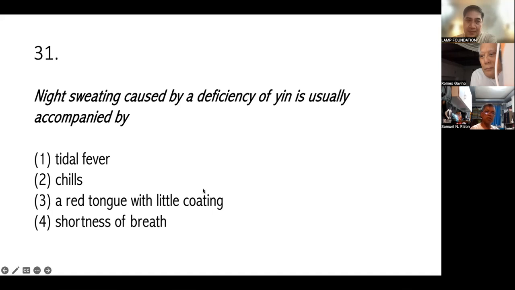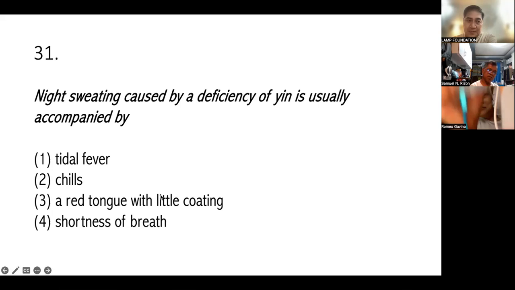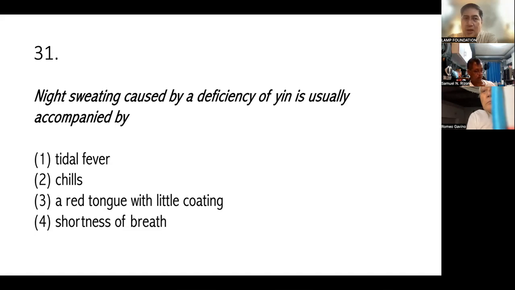Sobrang heat na po siya. Bakit nagkakaroon ng tidal fever pag deficient ang yin? Saka bakit sa afternoon? Pag yin deficiency po, nagmamanifest na po yung yang niya, yung heat. Kulang na siya sa yin, di ba? Opo. Kaya nagmamanifest na po yung heat sa katawan niya. Tapos yung tongue niya, red na red. Sabi mo may chills, pero hindi mo sinama si chills. Ay, 1 and 3 lang pala.